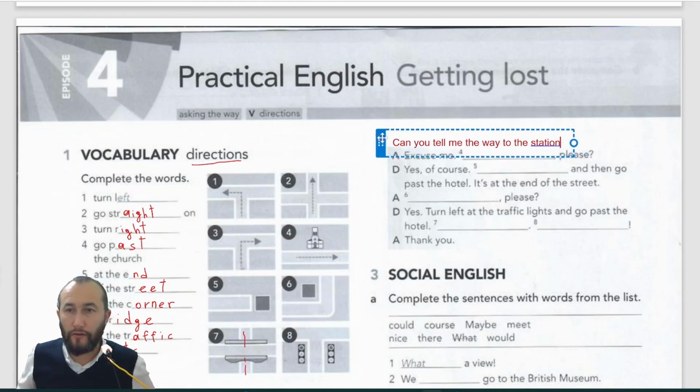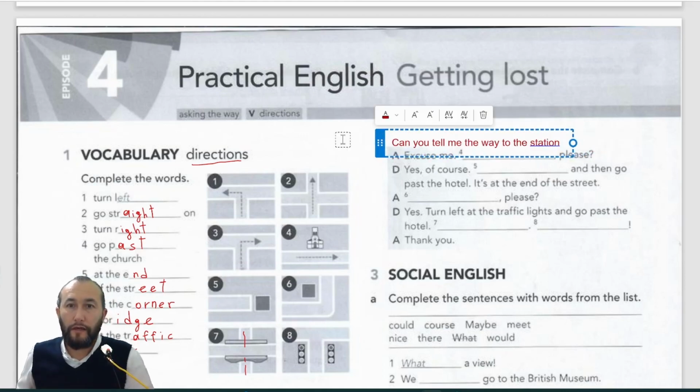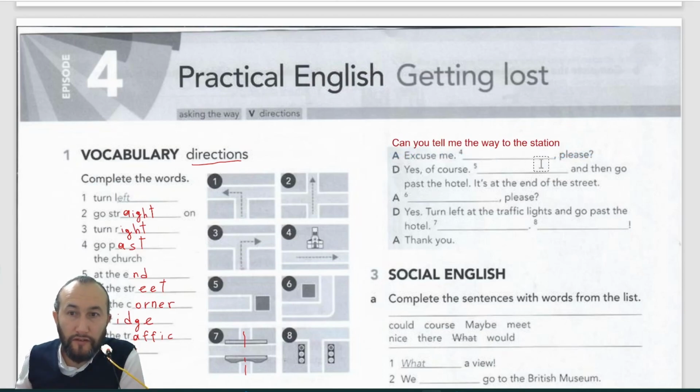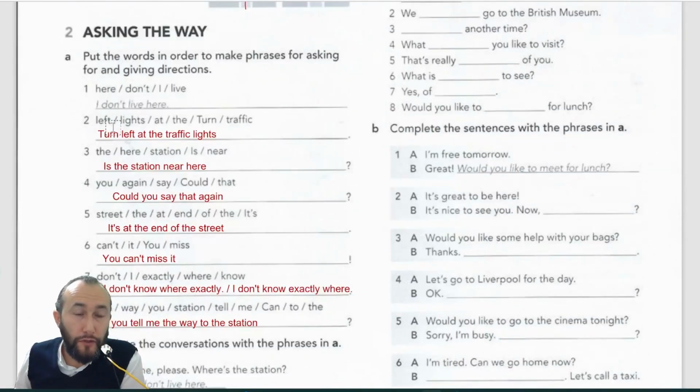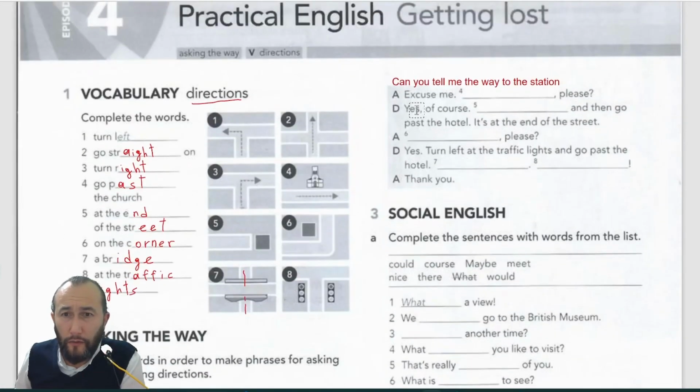Can you tell me the way to the station? It's a bit long, but it's all right. So can you tell me? Excuse me, can you tell me the way to the station, please? And then D saying, yes, of course. And then go past the hotel. It's at the end of the street. So number 5. So I believe 2 matches. 10 left at the traffic lights. So we're going to write it down here.